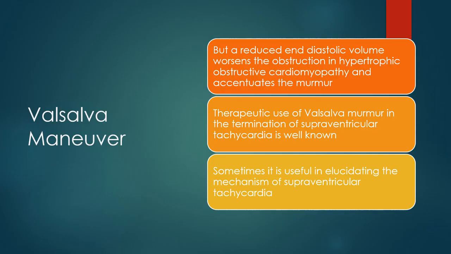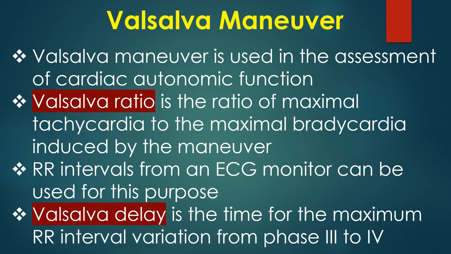Therapeutic use of Valsalva maneuver in termination of supraventricular tachycardia is well known. Sometimes it is useful in elucidating the mechanism of supraventricular tachycardia. Valsalva maneuver is used in the assessment of cardiac autonomic function. Valsalva ratio is the ratio of maximal tachycardia to maximal bradycardia induced by the maneuver. RR intervals from an ECG monitor can be used for this purpose. Valsalva delay is the time for the maximum RR interval variation from phase 3 to phase 4.